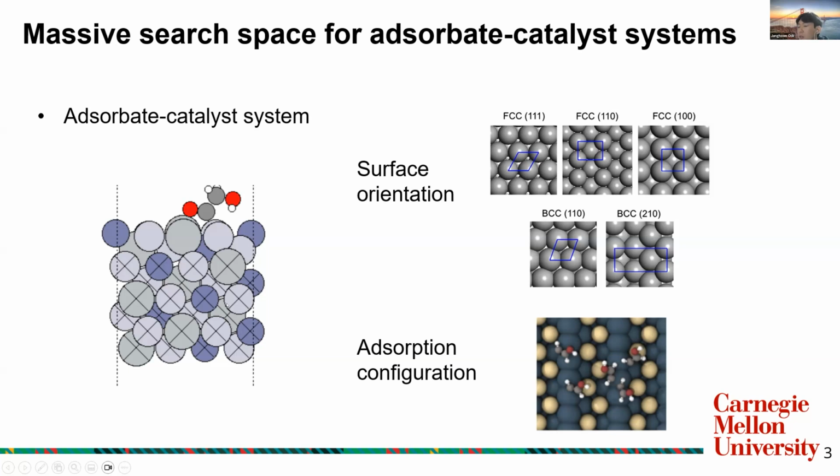This incurs a massive search space when it comes to adsorbate and catalyst systems. If you want to screen certain catalyst materials, or design the optimal catalyst, then we need to go through a massive number of adsorbate-catalyst combinations, even though we try to limit the types of adsorbate and catalyst. This immense variability in the chemical surface space presents a significant challenge in catalyst design.